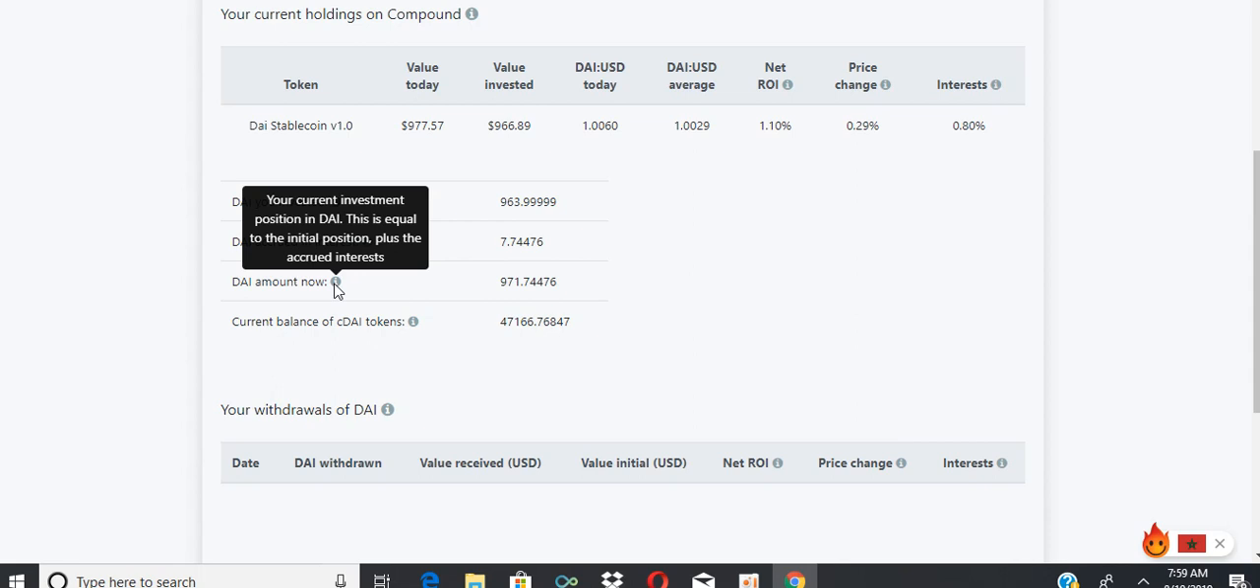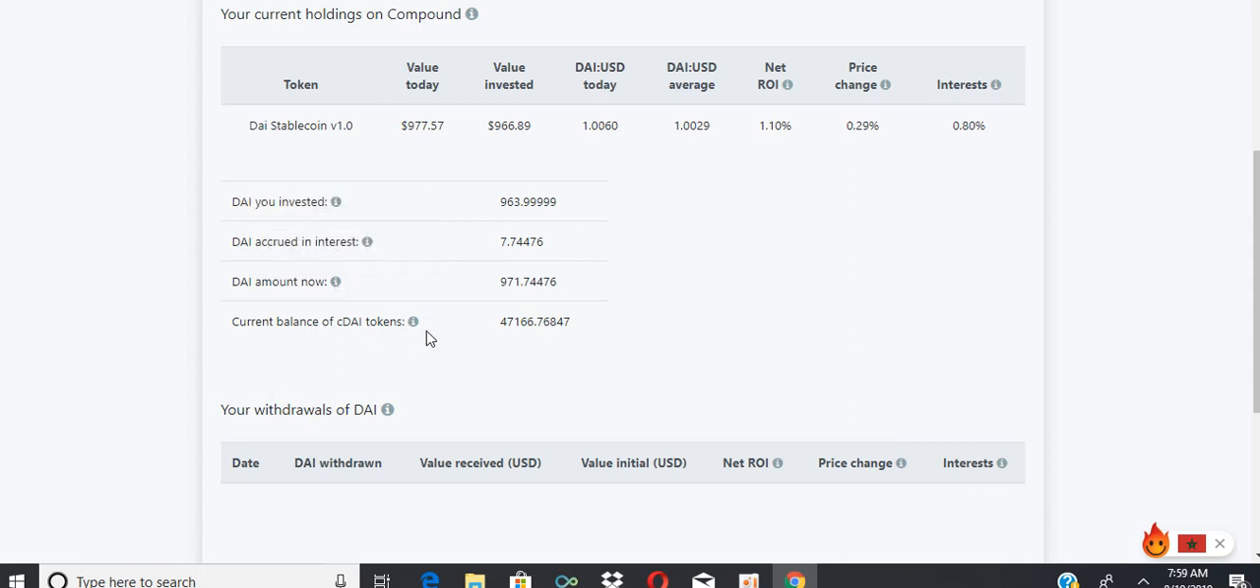971.74476 in DAI. And the current balance of cTokens, this is the amount of cDai that this account currently owns, is 47,166.76847. And that is the focus of the amount of cDai that we're actually gaining right now. And as I said, the amount with this account is 47,166 and some odd change.